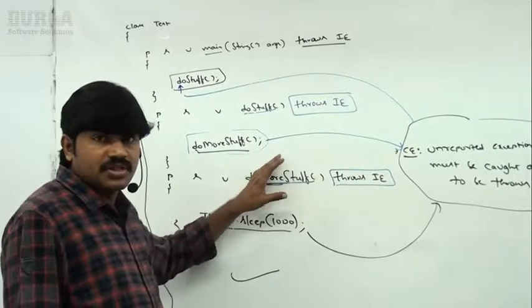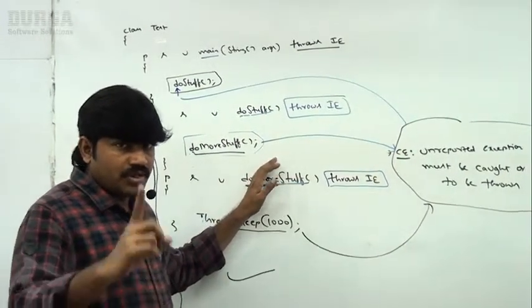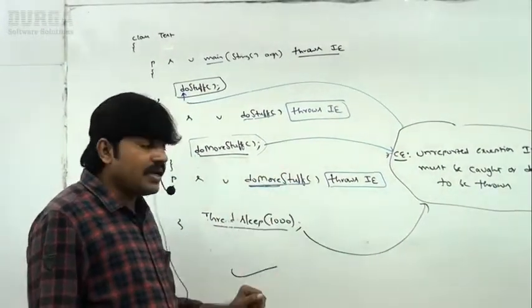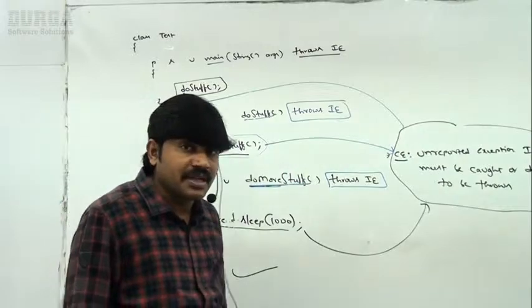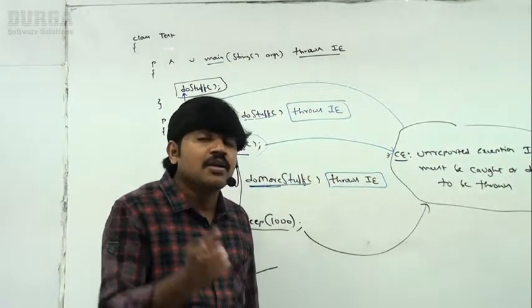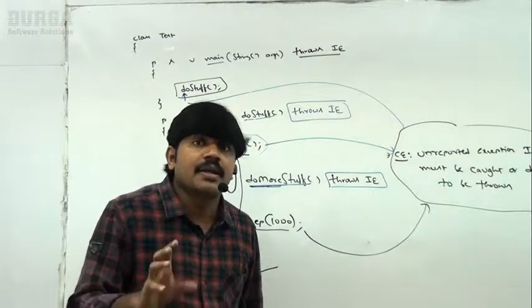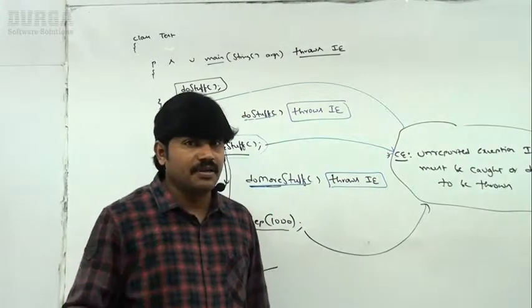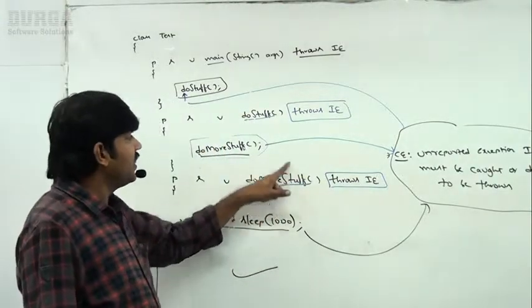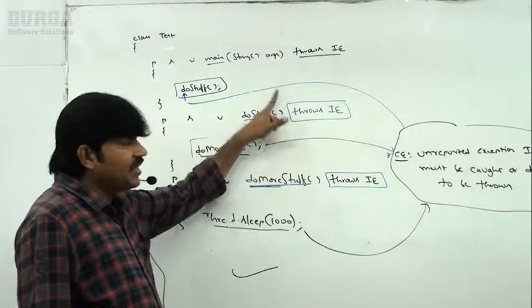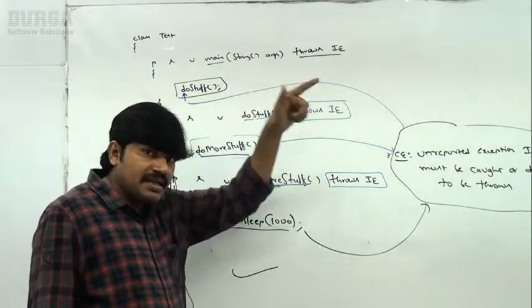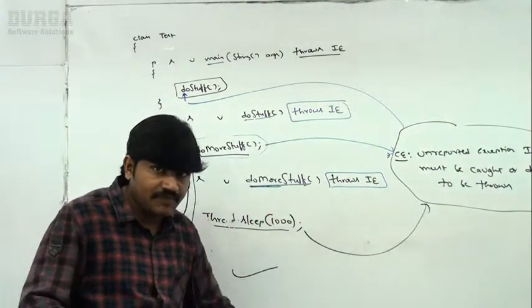Sir, now I hope you are in a position to understand, in the big picture, the purpose of the throws keyword. The throws keyword can be used to delegate responsibility of exception handling to the caller. Now the caller is responsible to handle. The caller can be another method or the JVM. Do more stuff delegated to do stuff, delegated to main, delegated to JVM. Clear for all of you, right?